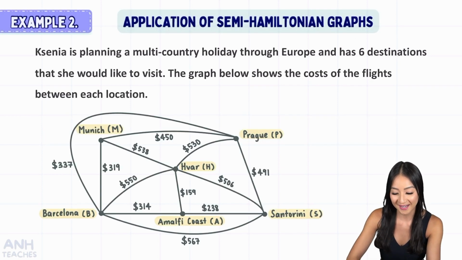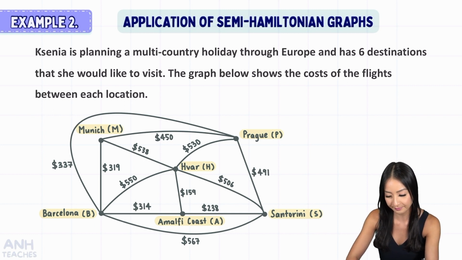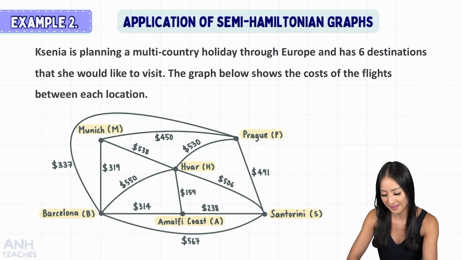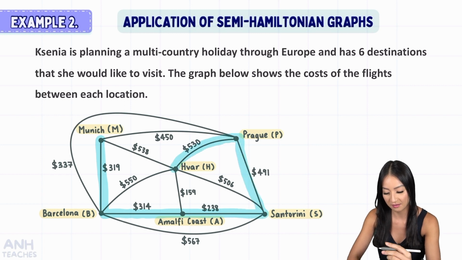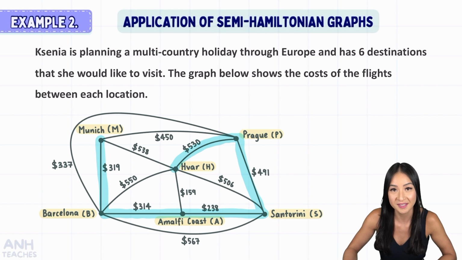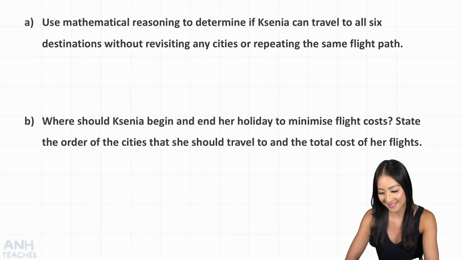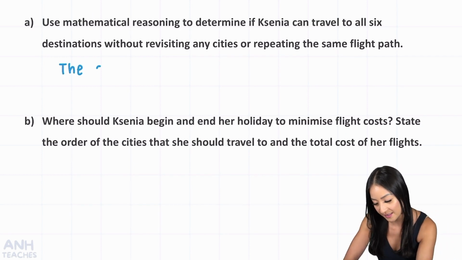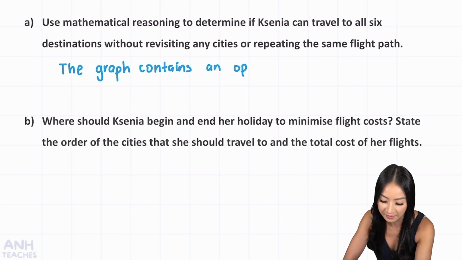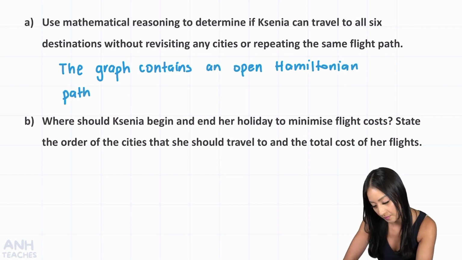Now we've got the graph back on the screen here, and I'm going to try my best to look for an open Hamiltonian path, which actually isn't that hard. You can basically just connect all the cities like that. So it is possible for Ksenia to travel to all the cities without going over the same flight path or revisiting the same city twice. And that's what I'm going to write down here. The graph contains an open Hamiltonian path, therefore it is possible.